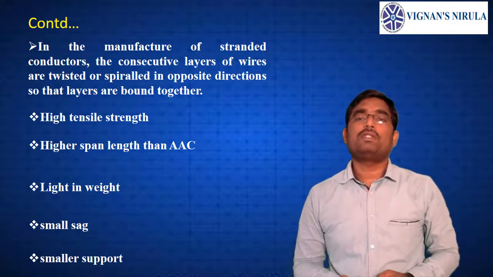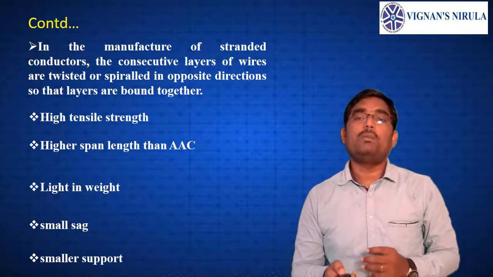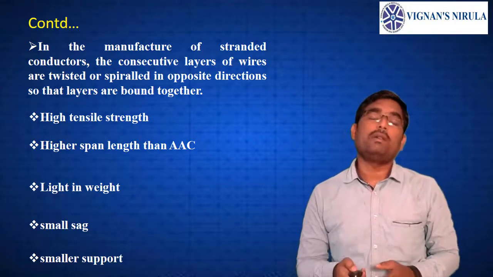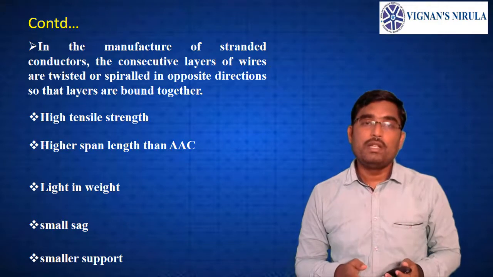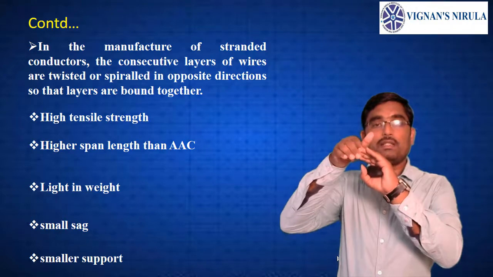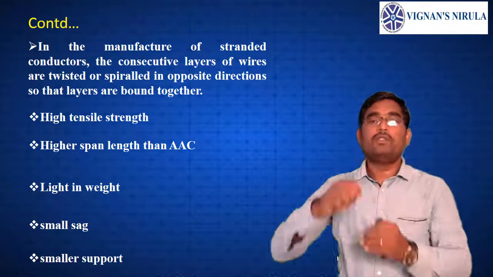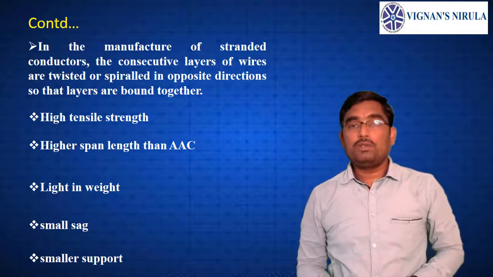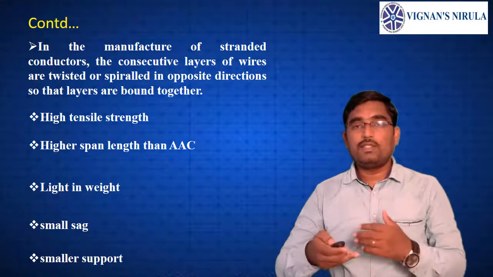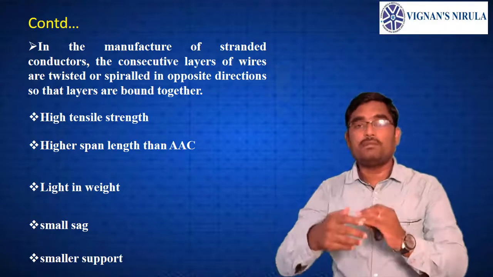In the manufacture of standard conductors, the consecutive layers of wires are twisted or spiraled in opposite directions so that the layers are bound together. I already told you that if layer 2 contains conductors spiraled in this direction, then above that layer 3 will be spiraled in this direction. This process of spiraling the strands is called stranding.